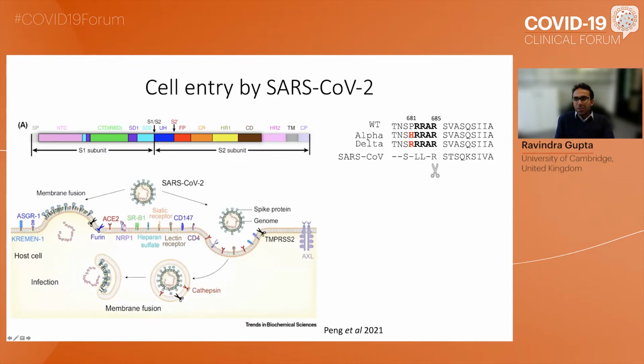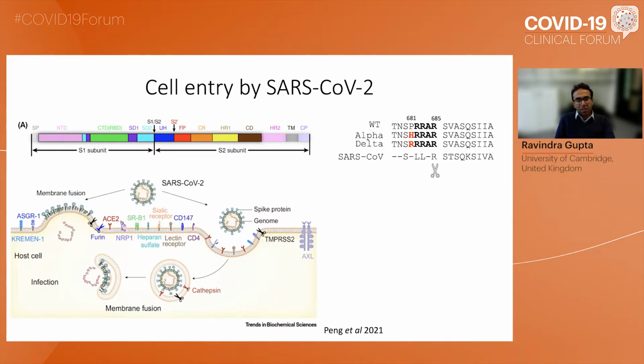So let's discuss cell entry by SARS-CoV-2 just before we move on to the nuts and bolts of vaccination. SARS-CoV-2 is an RNA virus. It has a 30 kilobase genome. Here we're looking at the spike protein in part A, which is split up into an S1 and S2 subunit. The S1 subunit contains the receptor binding domain, which of course is the target of many of our neutralizing antibodies, as well as an N-terminal domain that is also targeted by neutralizing antibodies.